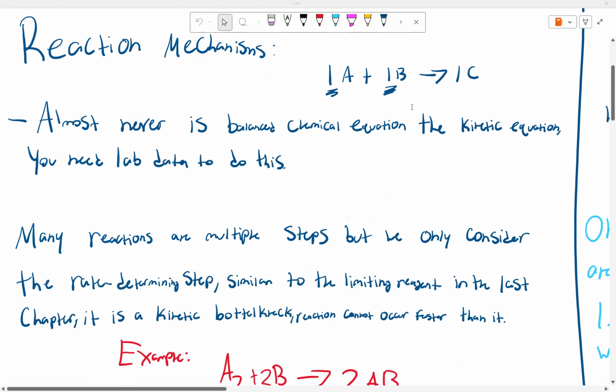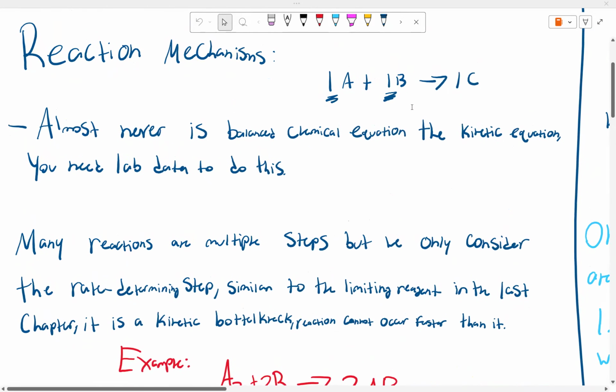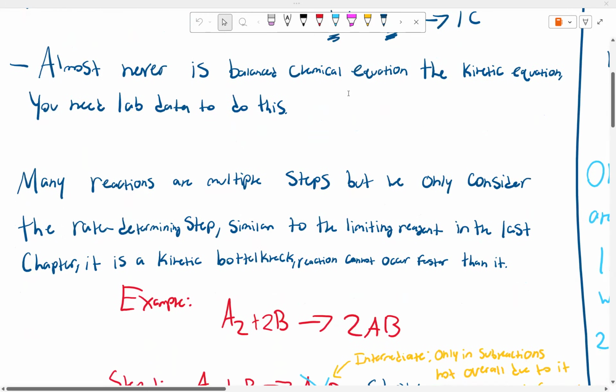You need lab data in order to figure out the order, or exponents. And that's really important to keep in mind when you look at these equations, or when you're given a problem. You can't just say, oh yeah, because that number in front of molecule A is 1, it's going to be raised to the power of 1. No, that's not it. It's a trap.